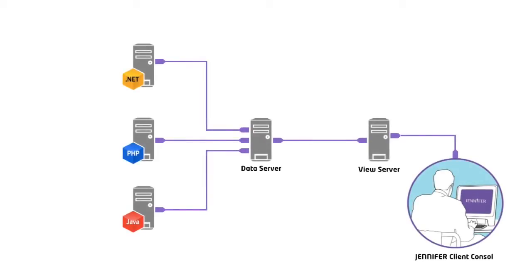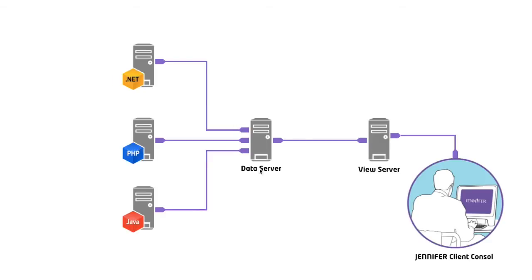So as you can see here, this is our general architecture of Jennifer. We have the agent and the server, but we have divided our server into two parts, the data server and the view server. I'm going to talk about the data server in 1 second. For the agents, we have agents for .NET, for PHP, and for Java. PHP is also a new feature we can consider added to Jennifer.